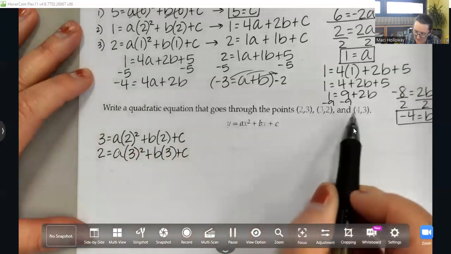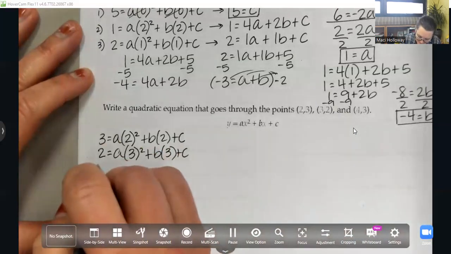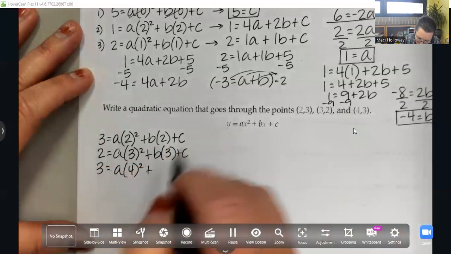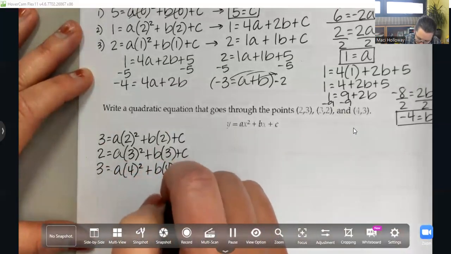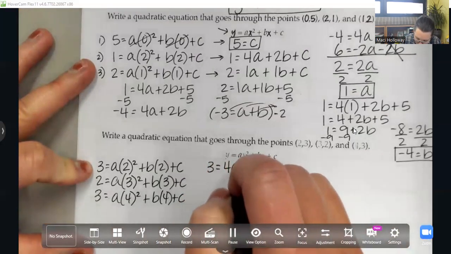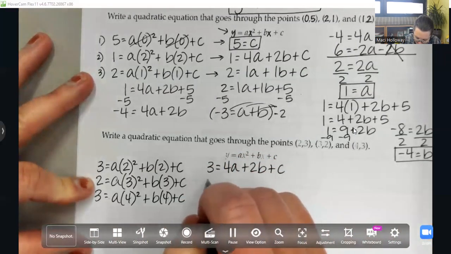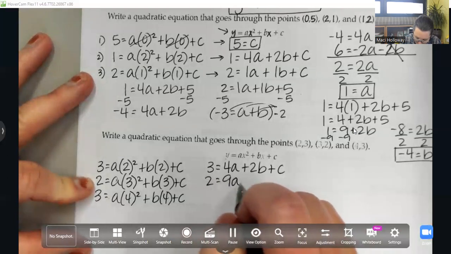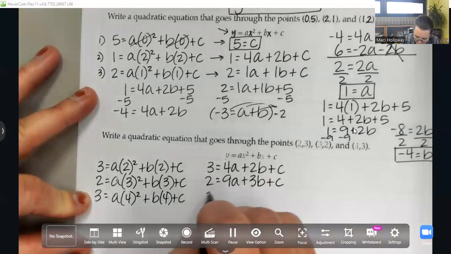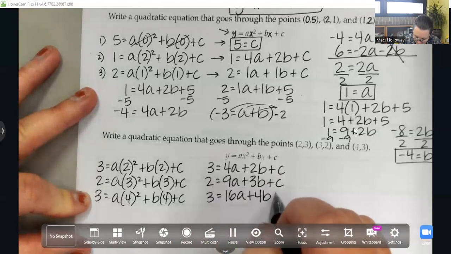All right, next, instead of x, I'm going to put 4. Instead of y, I'm going to put 3. So we have 3 equals a times 4 squared plus b times 4 plus c. All right, let's simplify all these. We have 3 equals 4a plus 2b plus c. The next one, we have 2 equals 9a plus 3b plus c. And the last one, 3 equals 16a plus 4b plus c.